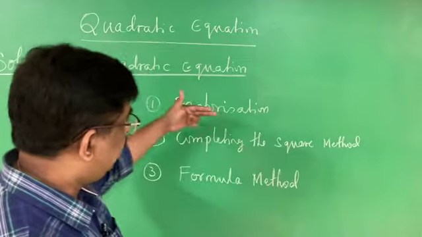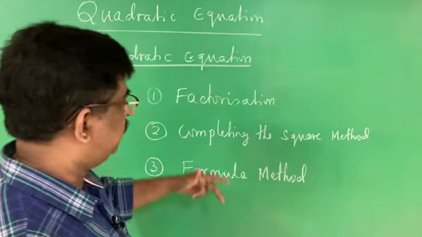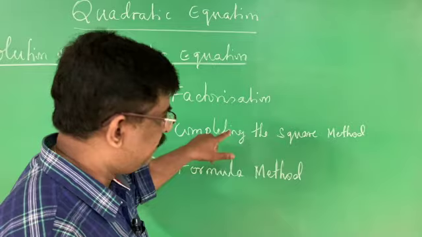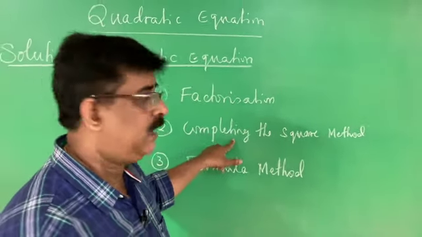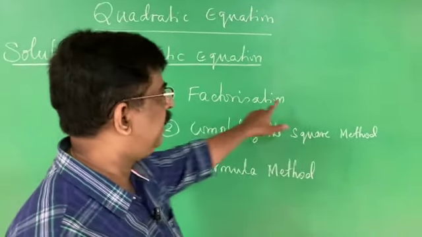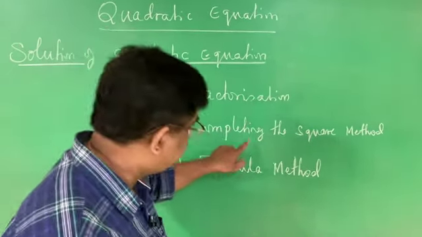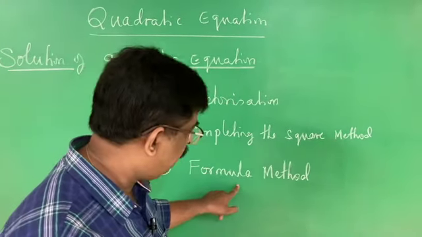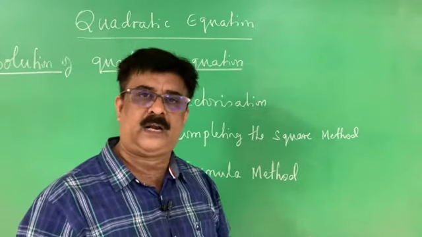Now try to understand the difference between the factorization method and these methods. The advantage of the completing the square method is that by this method, we can find both real and imaginary roots of the quadratic equation. But in the factorization method, we can find only the real roots. Imaginary roots we cannot find by the factorization method. Therefore, this is a better, advanced method compared to factorization. From this method only, we are going to derive the formula for the roots of the quadratic equation. Using that formula also, we can find the roots of the quadratic equation.